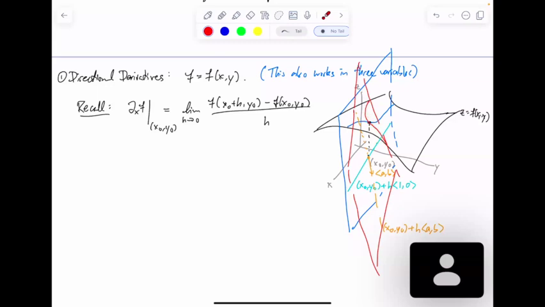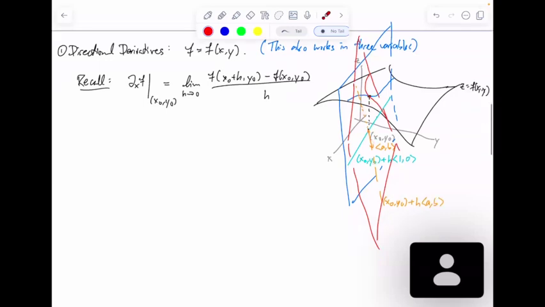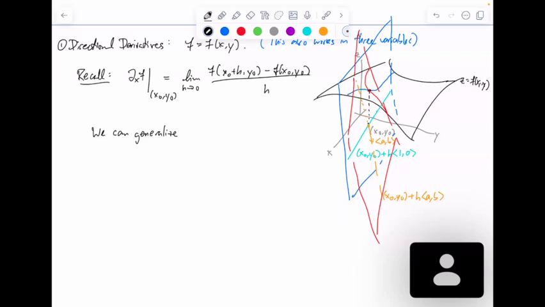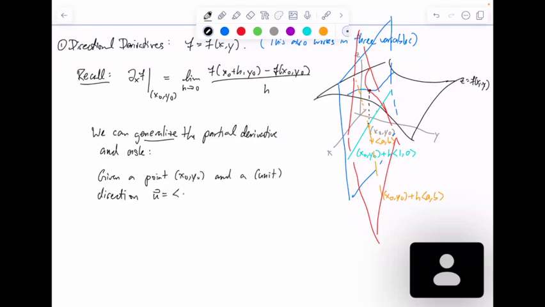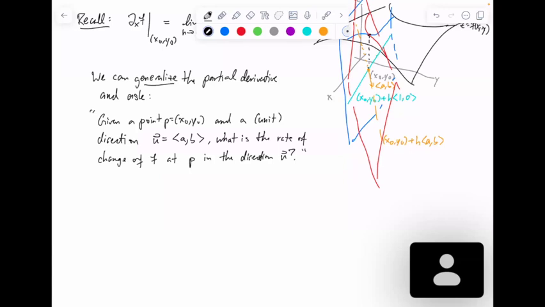And that's going to get me another quantity. In fact, that's going to get me how my function is changing along this direction given by AB through this point, x naught, y naught. So we could generalize the partial and ask, given a point x naught, y naught, and a unit direction u equal to AB, what is the change of f at the point P in the direction u? All right, so we call this point P. So this is the directional derivative of f at P in the direction u.